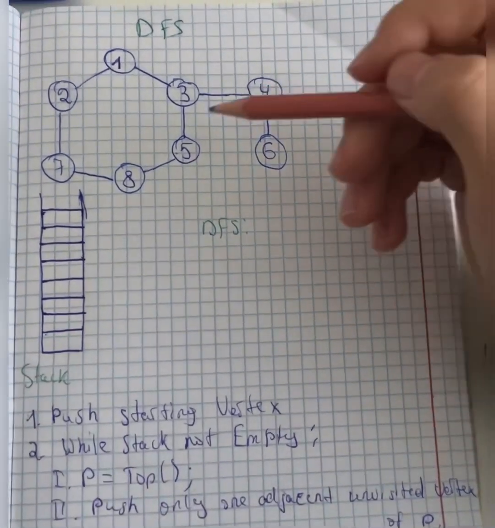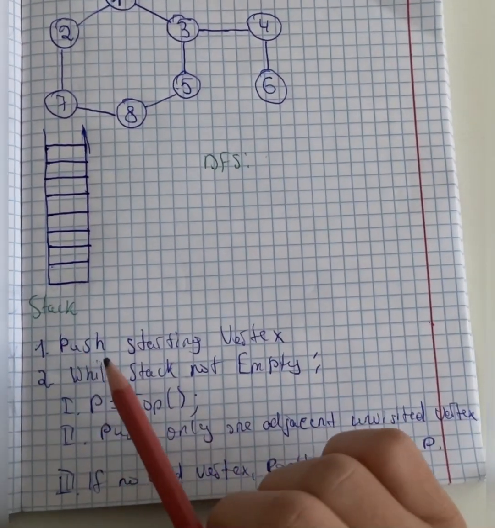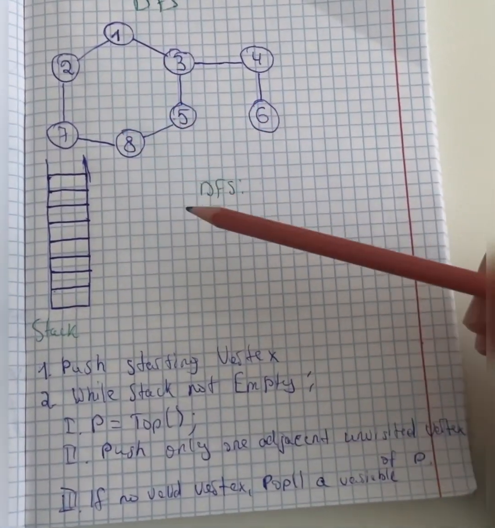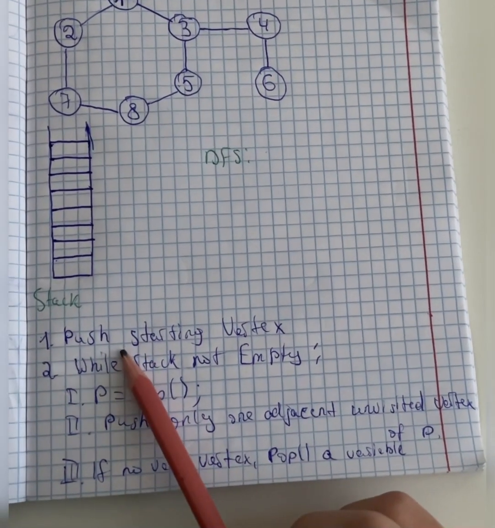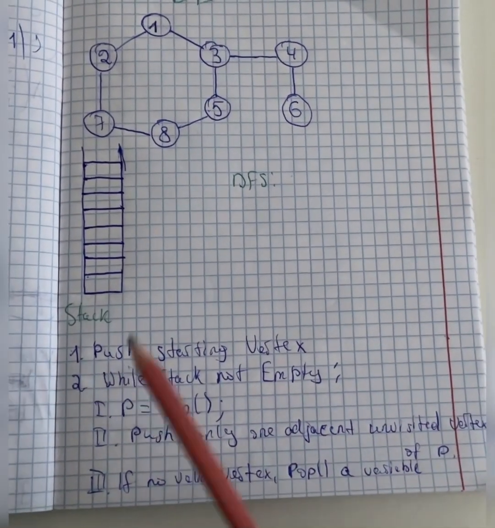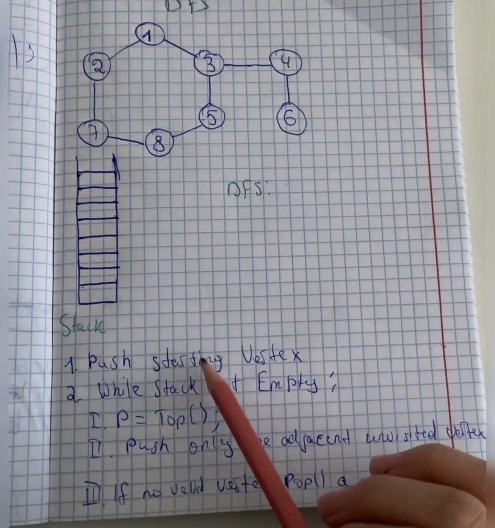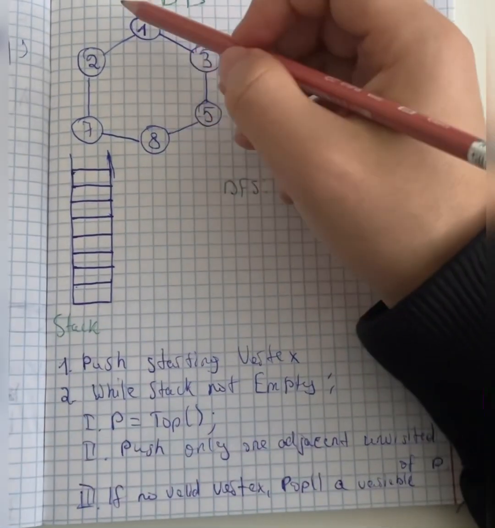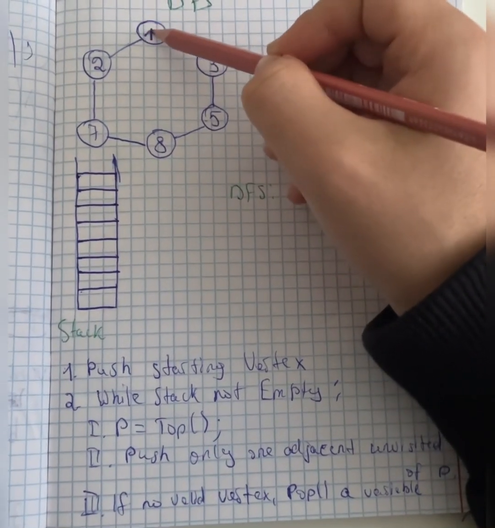Look, I'll explain to you. Here are the rules that you have to follow while solving the problem. Just write these rules down, and when you're solving, follow these rules. First of all, push the starting vertex. Here our starting vertex is 1.